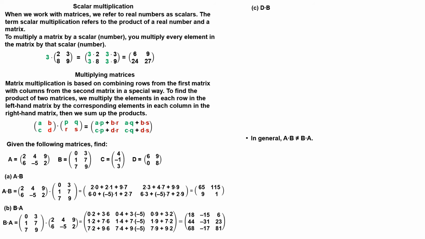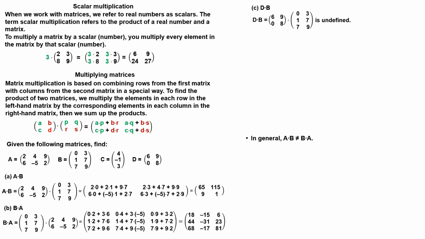Find D times B. To multiply matrices, we combine rows and columns. Then we multiply matching elements. So we cannot multiply D and B because there are 2 elements in the row to be multiplied with 3 elements in the column. In this case, it is not possible to multiply D and B. Matrix D times matrix B is said to be undefined.